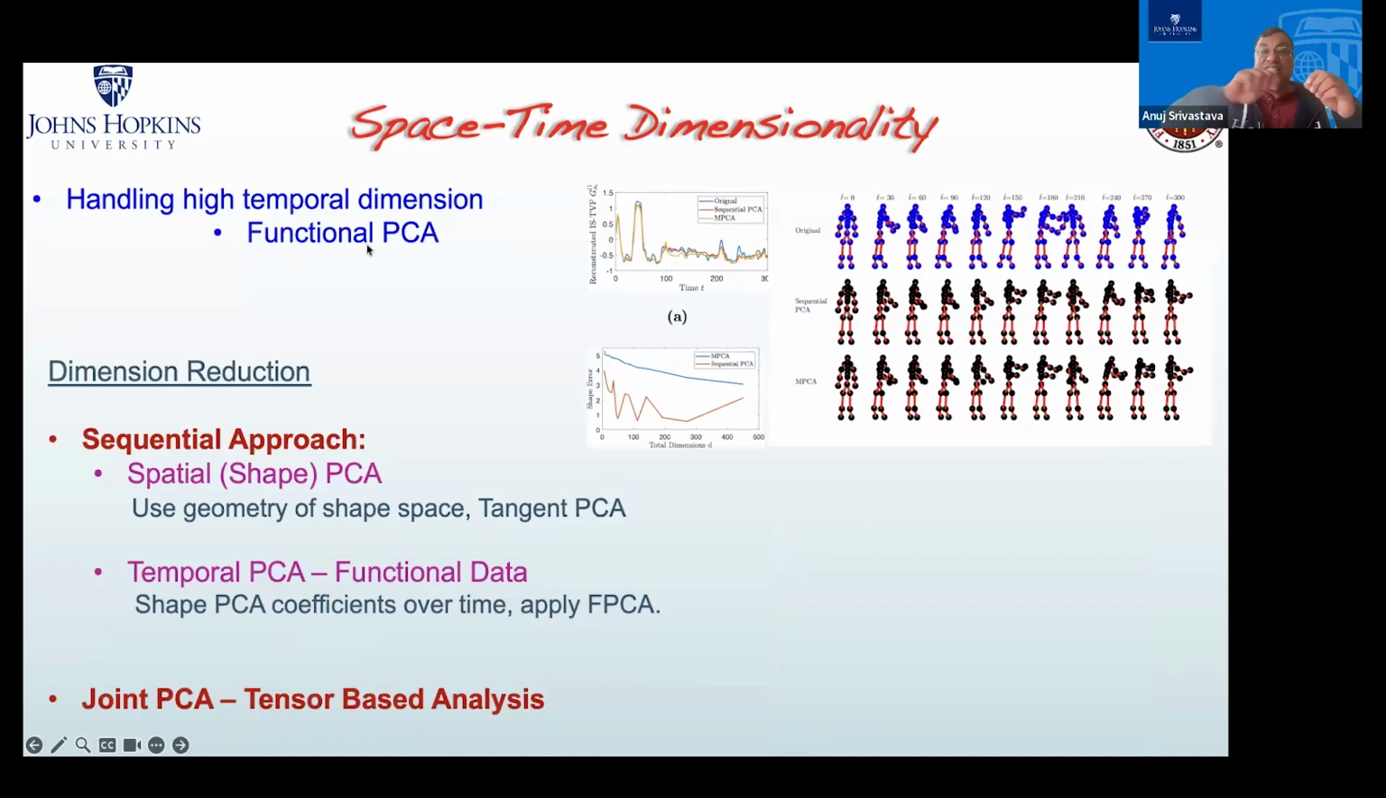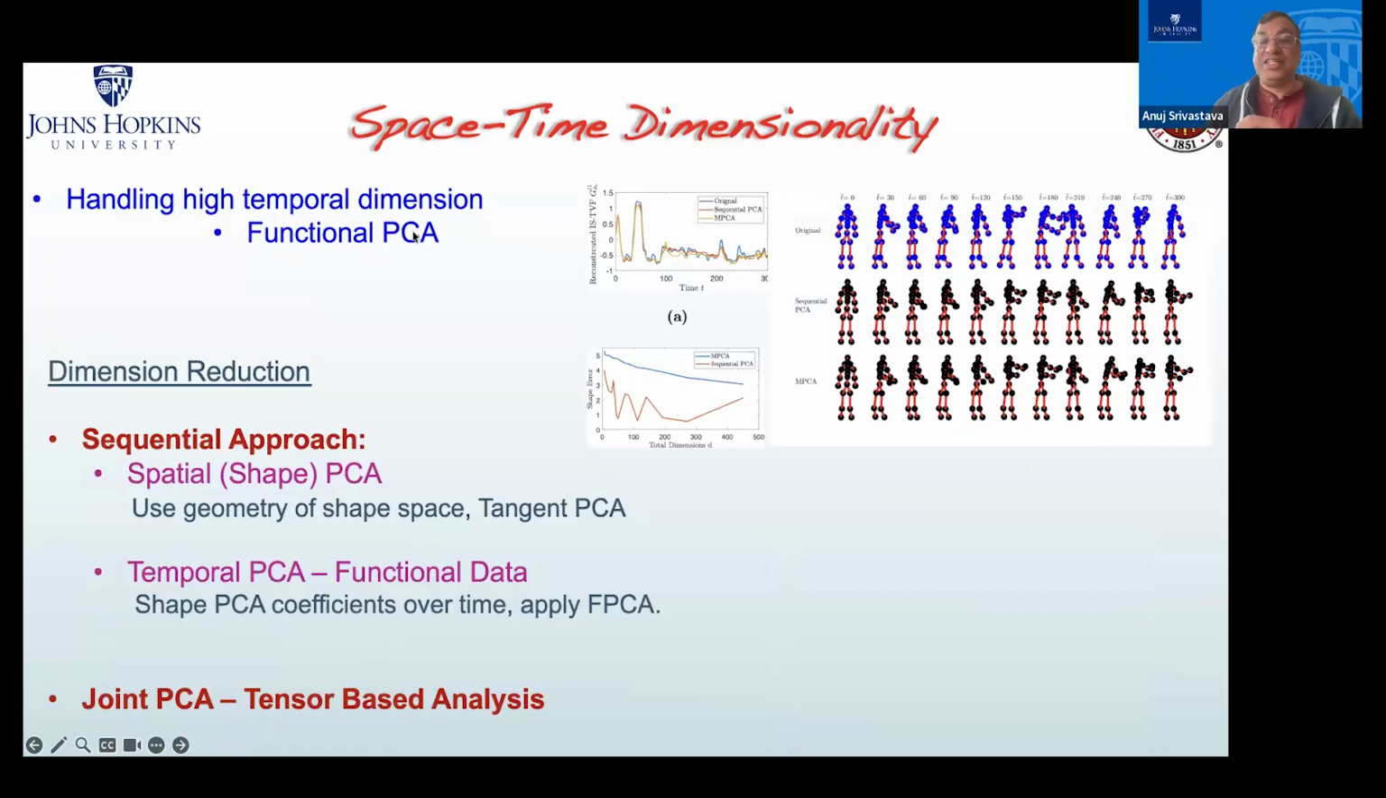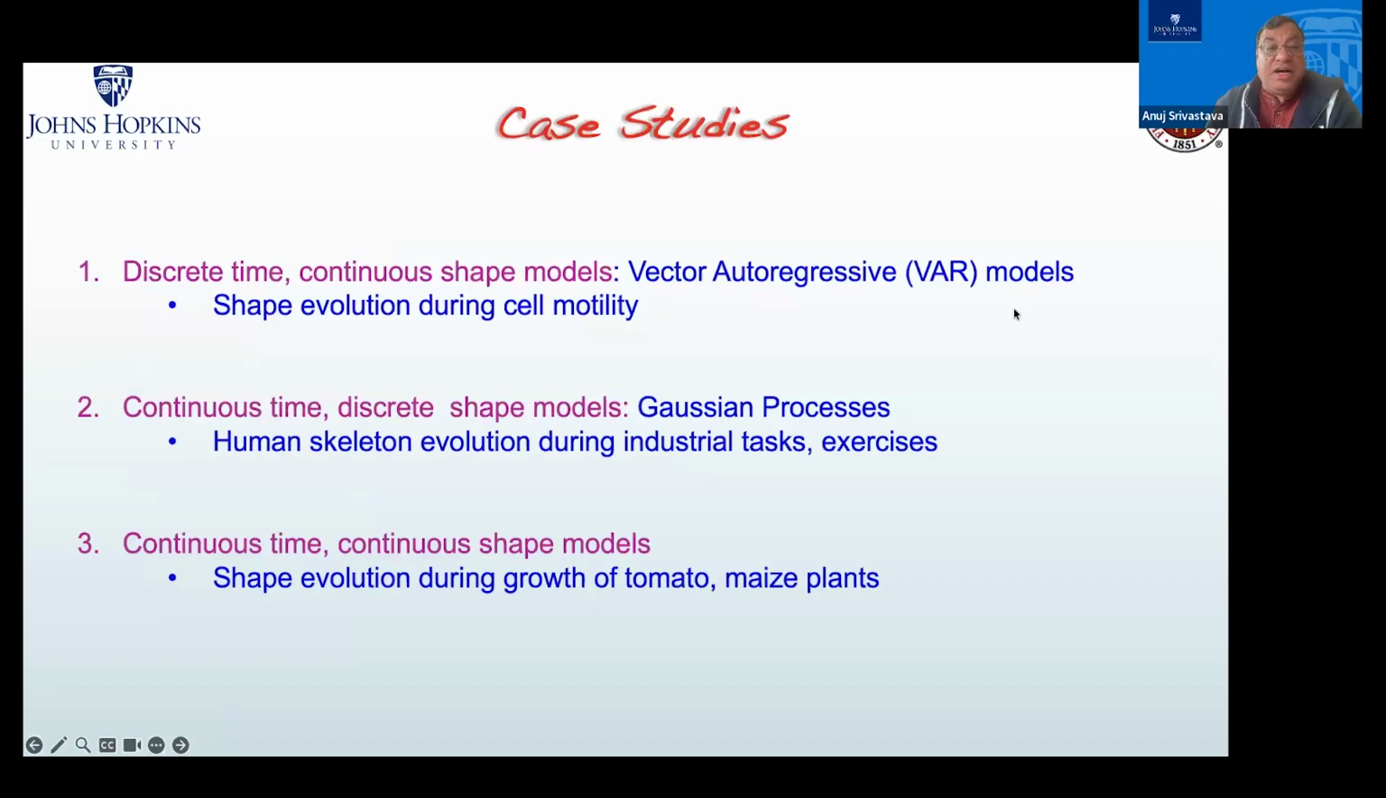So we treat these sequences as functions. Once you are in the tangent space, then these are simply Euclidean functions, and functional PCA provides a tool to reduce the time into smaller coefficients. And we have done that. You can do joint space and time PCA to reduce these very high dimensional sequences into a low dimensional representation.